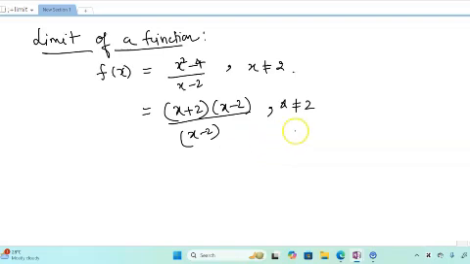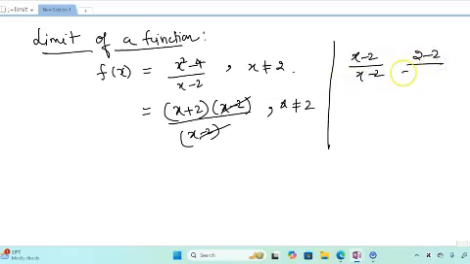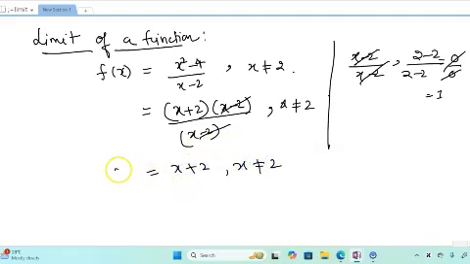Now since x is not equal to 2, we can cancel these factors. If x were equal to 2, then x minus 2 would be 2 minus 2, and x minus 2 again 2 minus 2. So this would be 0 by 0, and you cannot cancel these two. You can only cancel this if and only if x is not equal to 2. So since x is not equal to 2, these two can be cancelled out, and we get x plus 2, x not equal to 2. So actually our function is this.